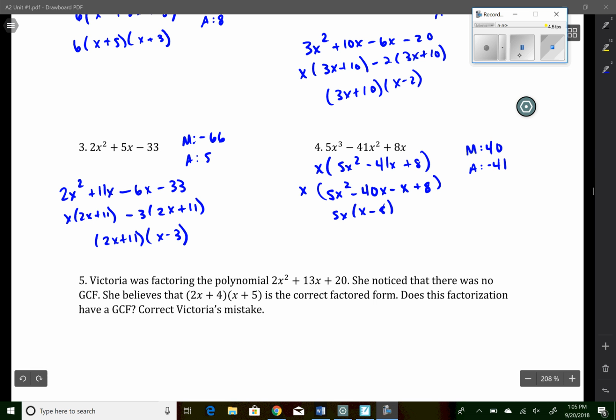And then the GCF of the second set there is negative 1. That gives us the x minus 8 that we want. So then our final factorization is x, 5x minus 1, and x minus 8.